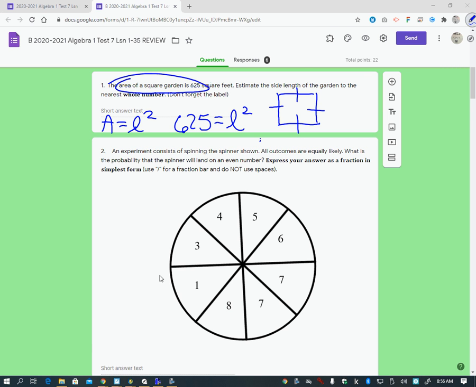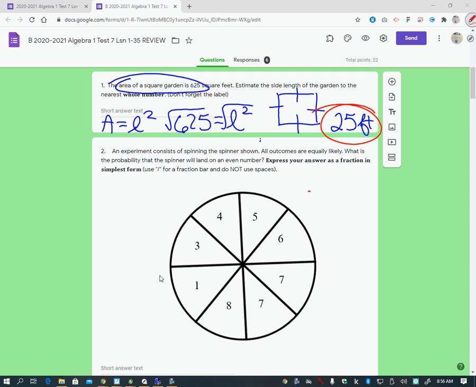How do I find just one length? Square root, because that's how we undo an exponent. What's the square root of 625? 25? All right. So it should be 25 feet, right? Estimate the side length to the nearest whole number. This is my answer, correct? Right. And it didn't show up as one of our major missed questions, but that's what we should have there.